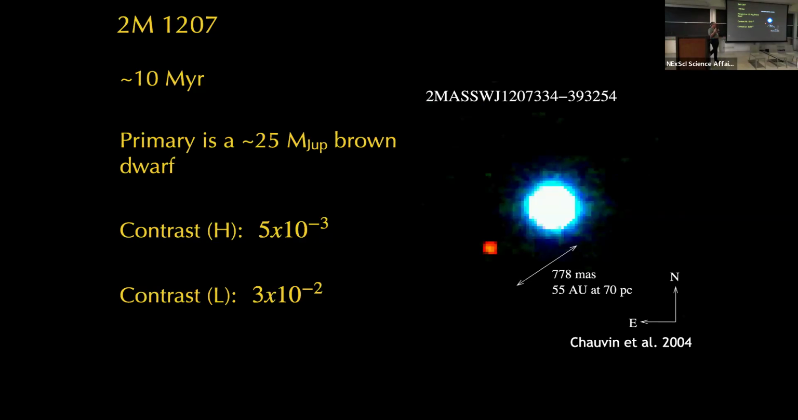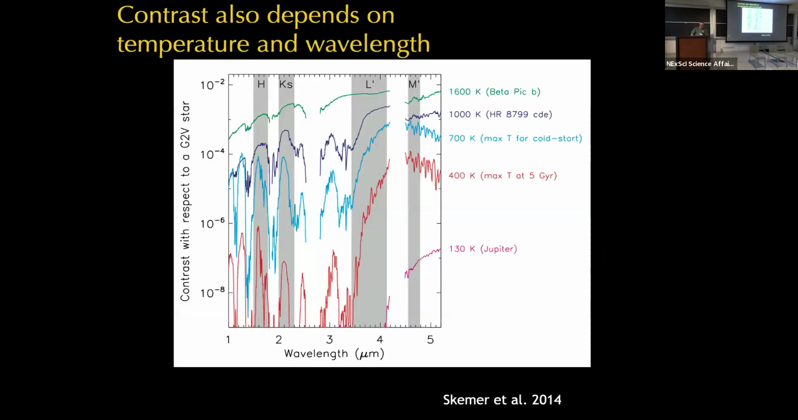So the contrast ratio, because again the primary is a brown dwarf, is very favorable, somewhere around 1%, 0.5% in the H band, 1.6 microns, closer to 3% in the L band, about 3 microns. And so you see that contrast depends on wavelength. You want to start thinking about where most of the emission is coming out. Stars are not black bodies, planets are not black bodies, but if you have in your head the picture of a black body, you're not that far off. So you want to chase where the peak of the emission for the planet is, to have the most favorable contrast.